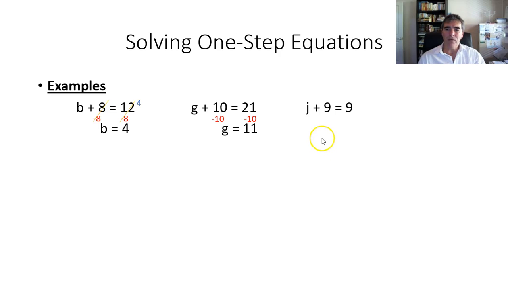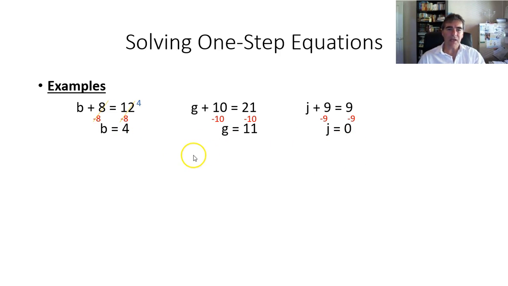Let's try one more. The opposite or inverse of plus 9 is to subtract 9 from both sides. So 9 take away 9, they disappear and just leave me with the j, and 9 take away 9 on that side is just 0. So I've got my 3 answers.